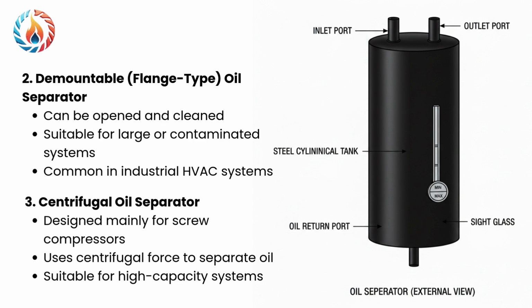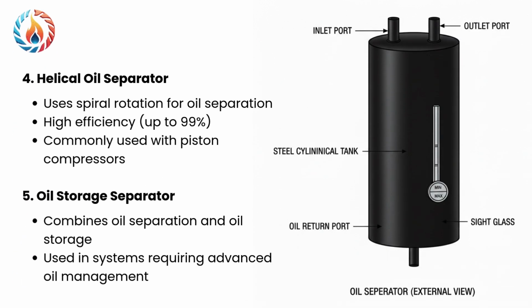3. Centrifugal oil separator. Designed mainly for screw compressors. Uses centrifugal force to separate oil. Suitable for high-capacity systems. 4. Helical oil separator. Uses spiral rotation for oil separation. High efficiency, up to 99%. Commonly used with piston compressors. 5. Oil storage separator. Combines oil separation and oil storage. Used in systems requiring advanced oil management.